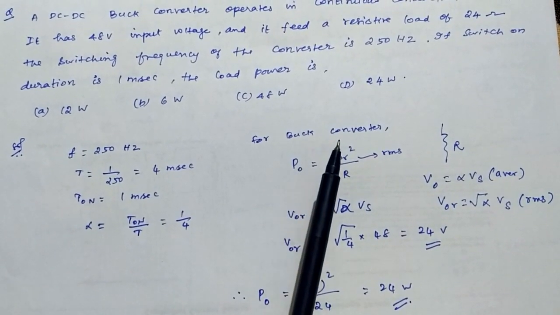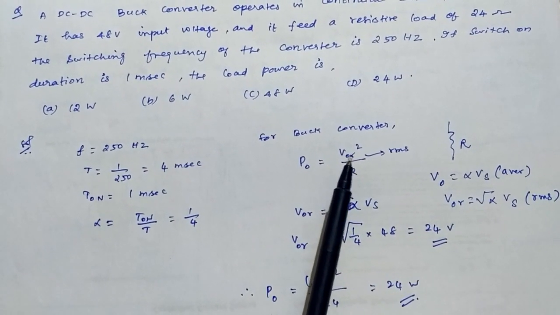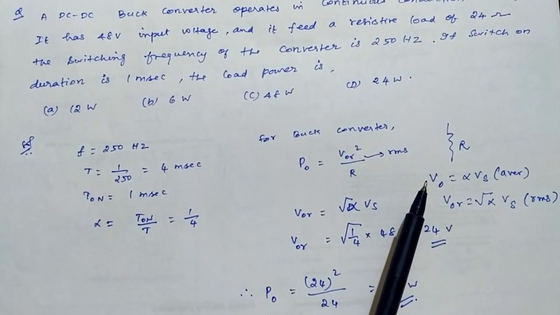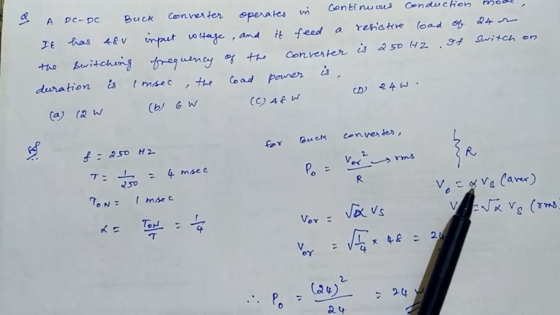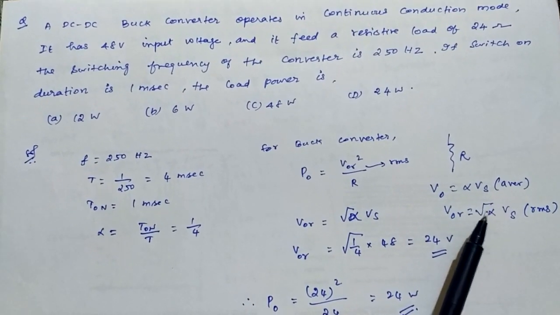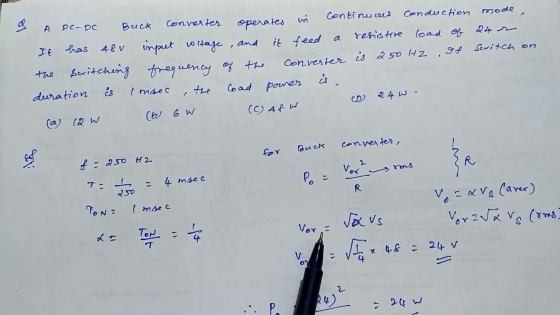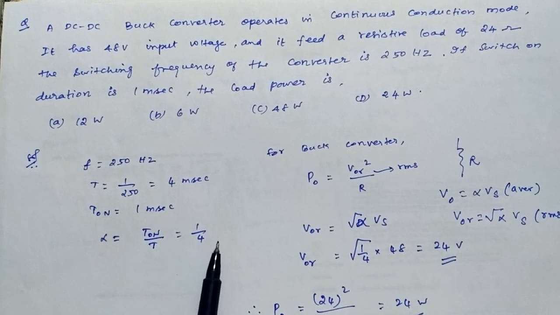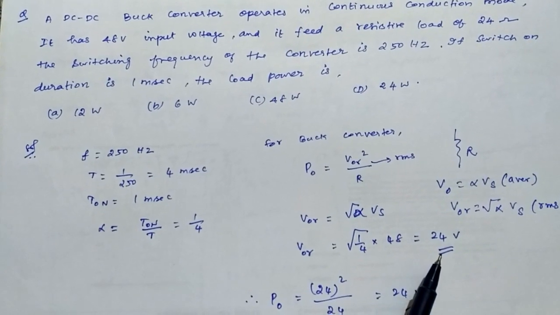Now again for the buck converter, the output power is V square by R, where V is the RMS voltage. So we know for the buck converter the output voltage V naught, that is the average value, is equal to alpha into Vs, duty ratio into Vs. The RMS voltage is square root of duty ratio into Vs. So square root of 1 over 4, into 48 the supply voltage, that is 24.